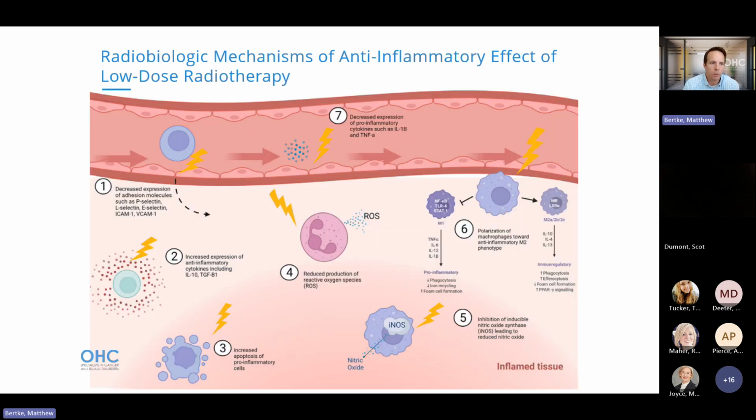To point out a couple, I want to look at the effect it has on cytokines, which are substances that are secreted that are inflammatory. Radiation can cause decreased expression of pro-inflammatory cytokines, these substances that increase the inflammatory cycle. And it can also increase anti-inflammatory substances that are created to counterbalance inflammation that's already there.